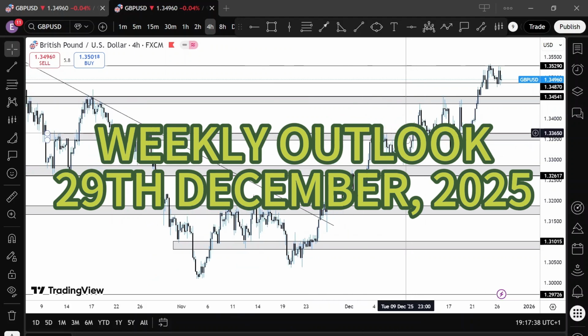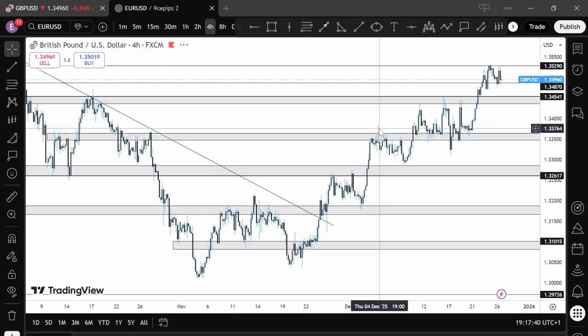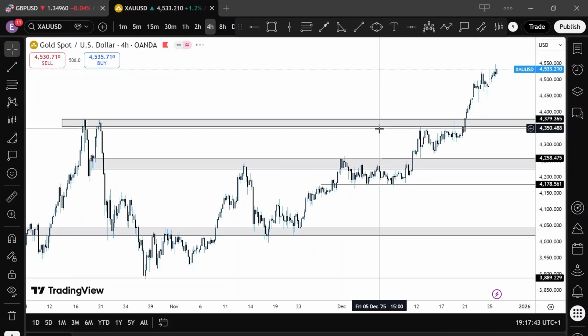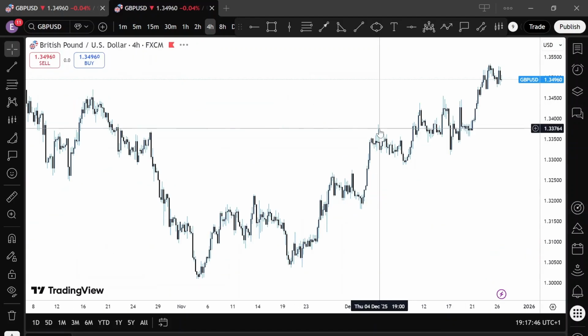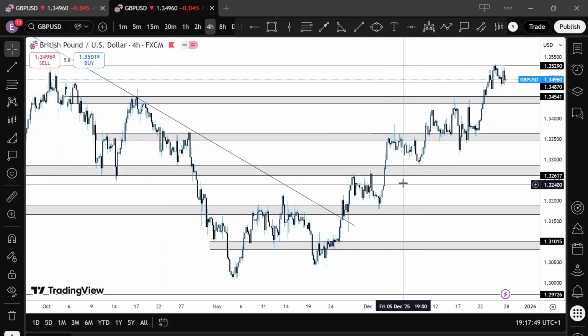Hello guys, and welcome to the weekly outlook here on pound USD. We've got euro USD, gold, USDCAD, and DXY. And this is the last outlook for the year.